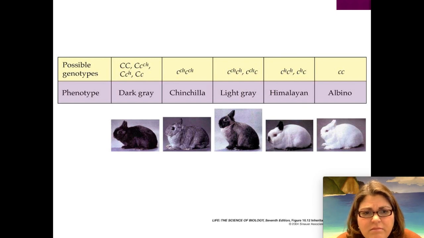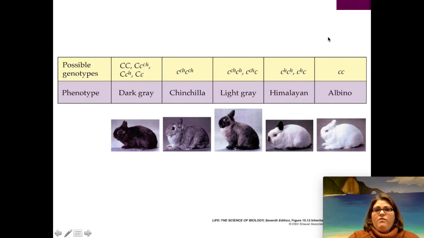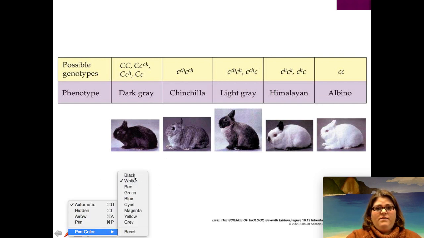Maybe those are rabbits. Okay. So here's an example. If we look at these rodents, I think they're rabbits. They might be chinchillas, but they look like rabbits to me. We have essentially 4 alleles.